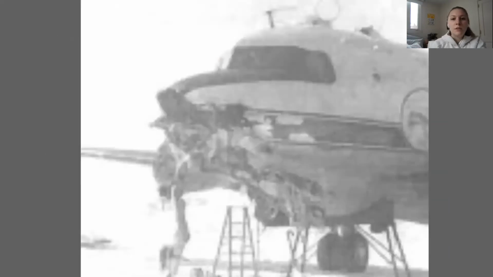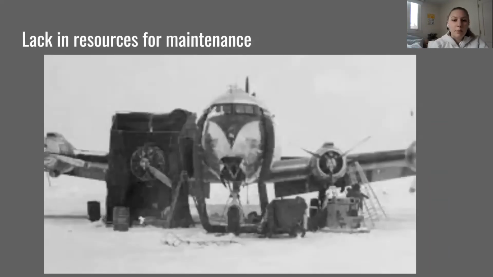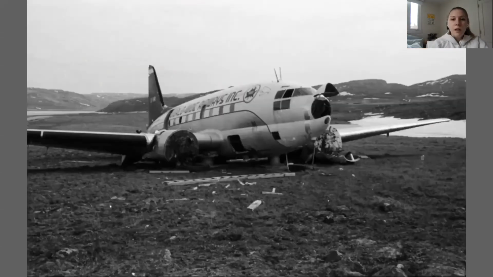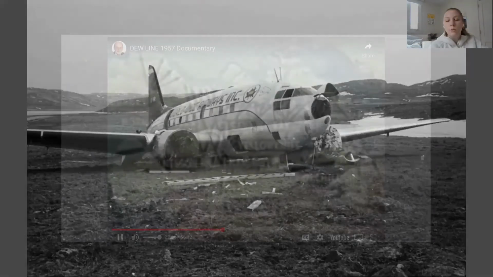These were all pictures of accidents. This was a plane in maintenance. And this was Dorval Air Transport, another of the Canadian commercial companies that was hired. This was another accident where the plane overran the runway at Dew-Line Site 20.